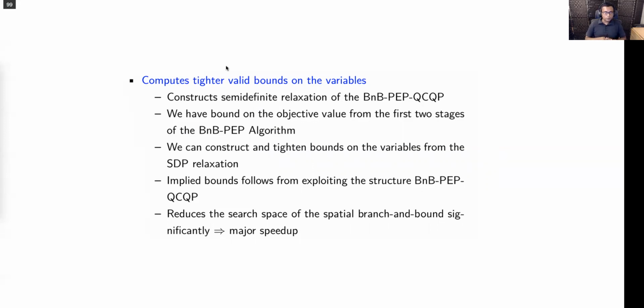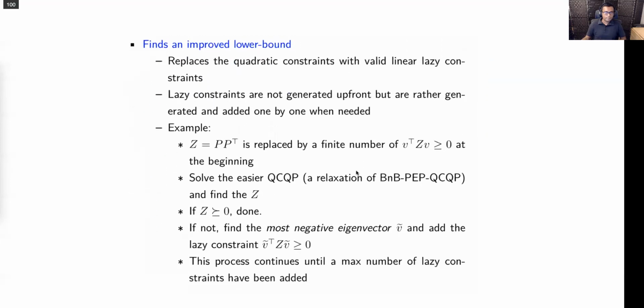Then we can also construct implied bounds by exploiting the structure of the BnB-PEP QCQP. So when we use all those bounds in the spatial branch and bound algorithm, which the default algorithm would not be capable of computing, that will reduce the search space of the spatial branch and bound algorithm significantly, and this will lead to a major speed up. Then we find an improved lower bound.